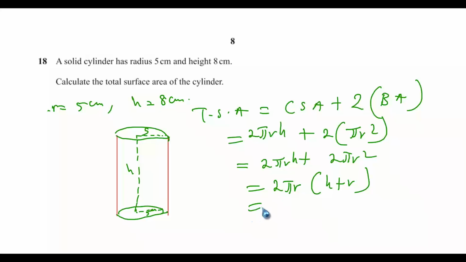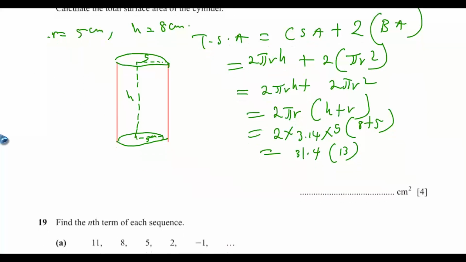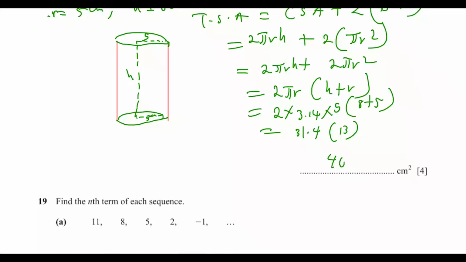So we can now substitute the values. We have 2 times 3.14 times the radius 5 into 8 plus 5. Okay, so you can do this directly. If you multiply these three together, you get 31.4 into 8 add 5, that will be 13. So the final answer will be 408.2.